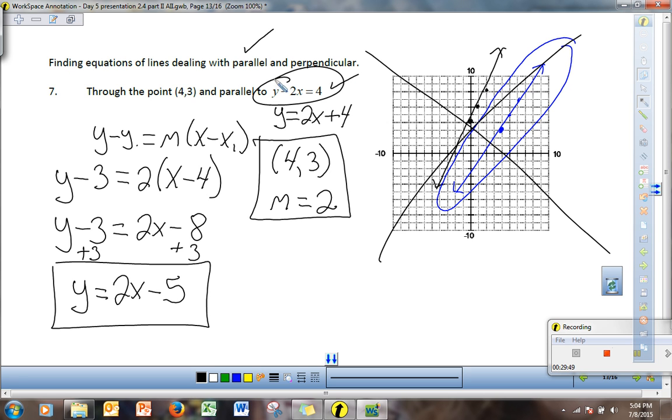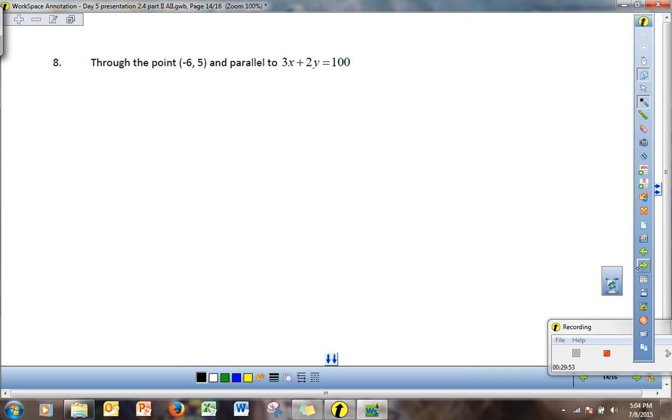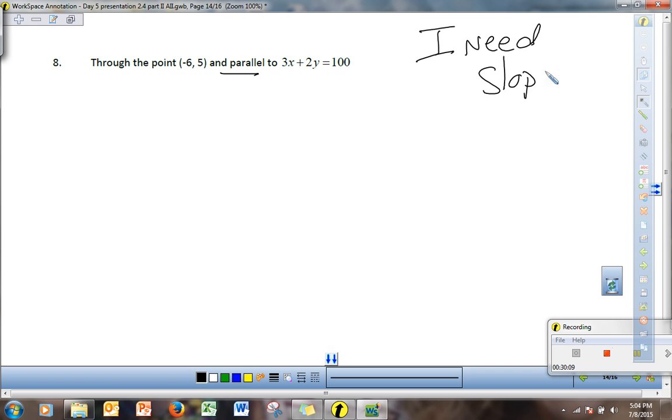So we're going to do number 8 without graphing it. We're going to write the equation of a line through negative 6, 5 that's parallel to 3x plus 2y equal 100. The only thing that I need out of that other equation is the slope. That's the only thing you need out of this guy. After that, it's useless to you. So let's solve it for y. 2y equal negative 3x.